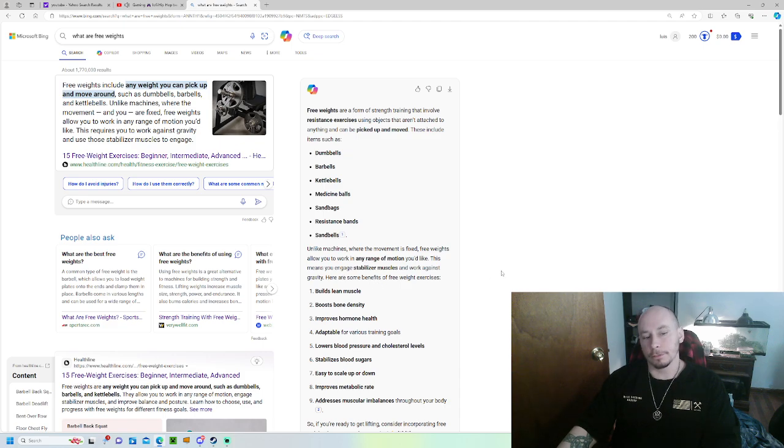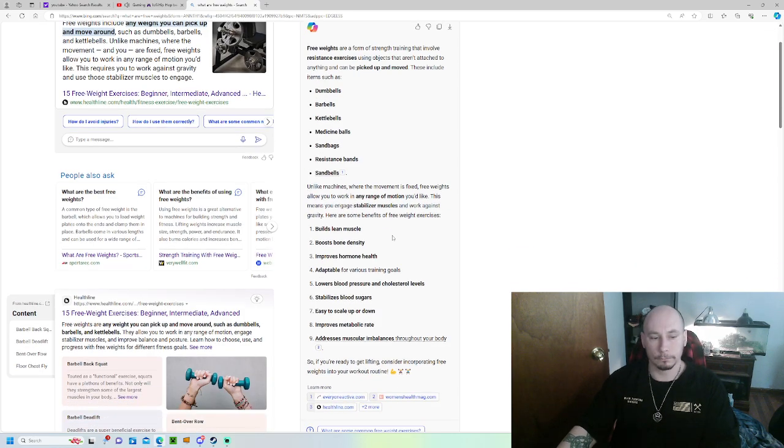Here are some of the benefits of free weights. I'm literally reading this off of Google, so you're getting my opinion and Google's. Build lean muscle. You can do that with cables or machines. Bone density, yes, because you are pretty much fighting gravity while you're doing that. Not sure about hormone health.